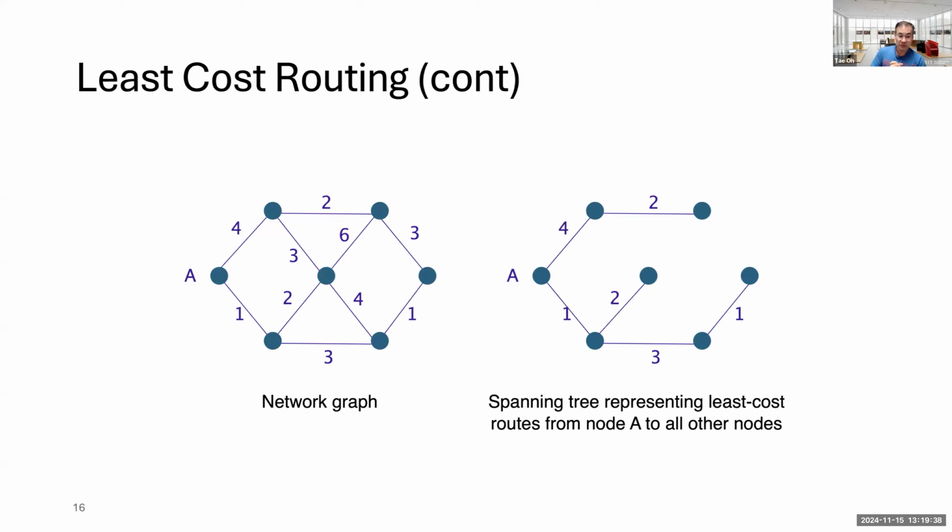So here's a network, a graph. Here's a spanning tree representing the least cost route from A to all the nodes. This is the cheapest way to get to all the nodes. If node A wants to send to this node here, the cost will be 3. This is the cheapest way. This is a spanning tree. Remember we went over it last time? So this is the cheapest way to get there, okay?